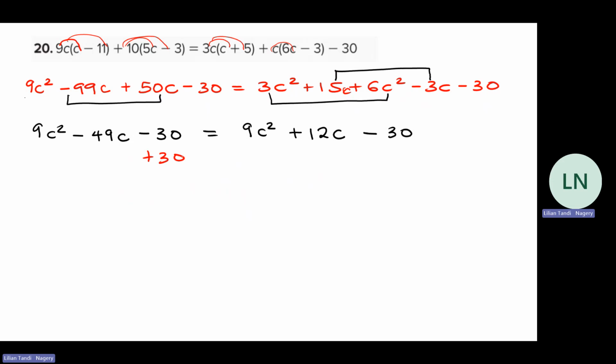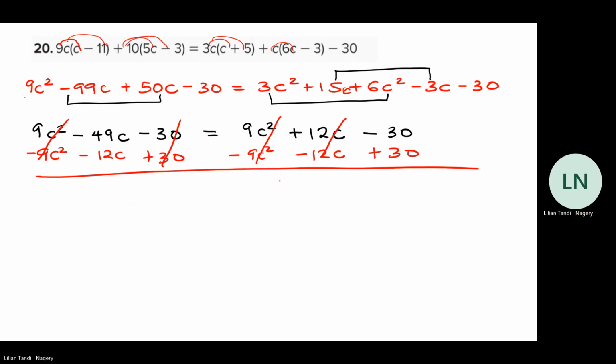Okay, plus 30 plus 30 minus 9c squared minus 9c squared minus 12c minus 12c. This goes, this goes, this goes, this goes. Okay. Oh, and this goes. So I get 0. Okay. Because everything here went. Now we need to do this. Anyway, c.